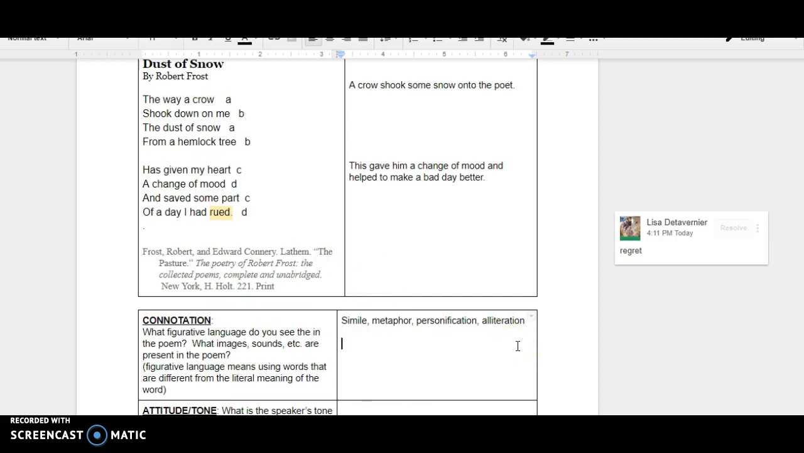What images and sounds are present in the poem? Well, we have an image of a crow. We also have an image of snow falling on someone. And we have the hemlock tree where the snow came from.